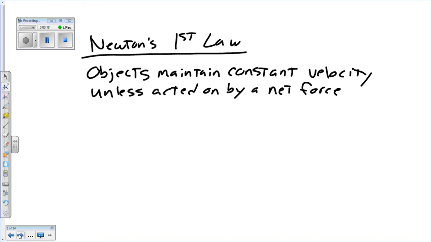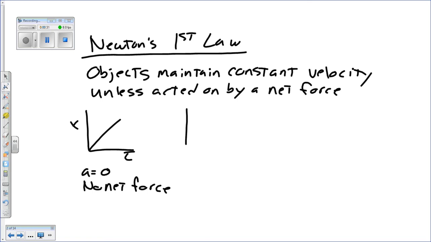Newton's first law: objects maintain constant velocity unless acted on by a net force. Well, this is nothing new. Objects continue doing what they're doing unless something makes them change. On a position-time graph, constant velocity is represented by a line. The acceleration is 0 if there's no net force.